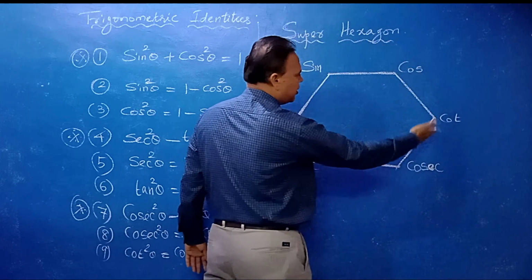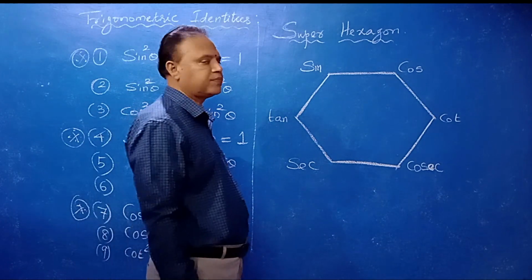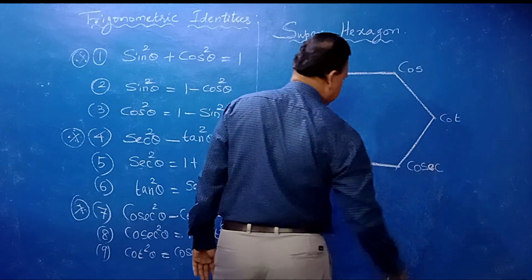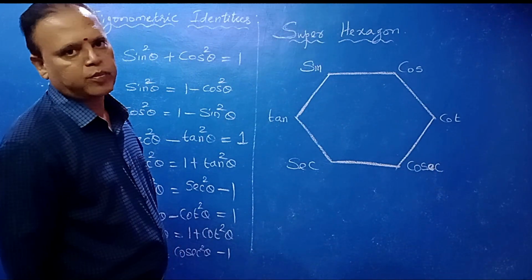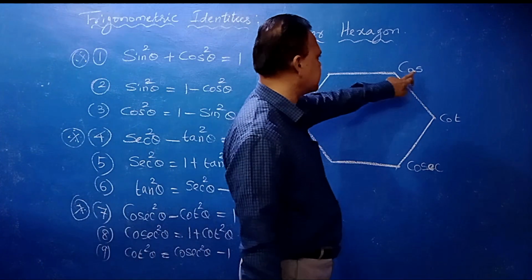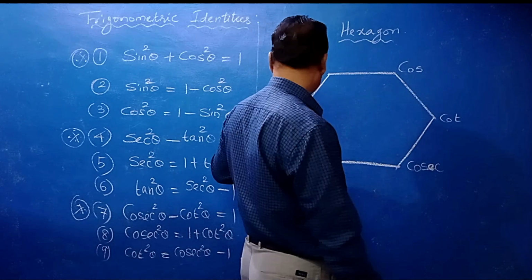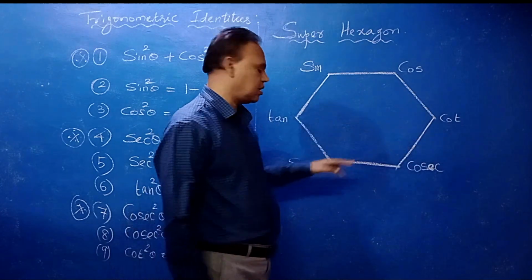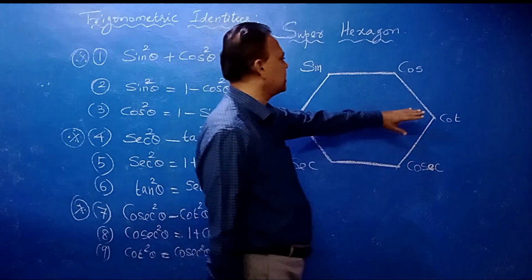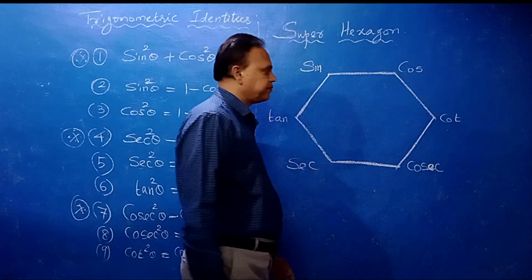The right side is fully what is starting from the letter C: that is cos, cot, cosec. That is sin ka cos, tan ka cot, sec ka cosec. So like this you have to remember. Understand? This is complementary angles: sin 90 minus theta is cos theta, tan 90 minus theta is cot theta, secant 90 minus theta is cosec theta. So the right side you have to remember always starting from the letter C.